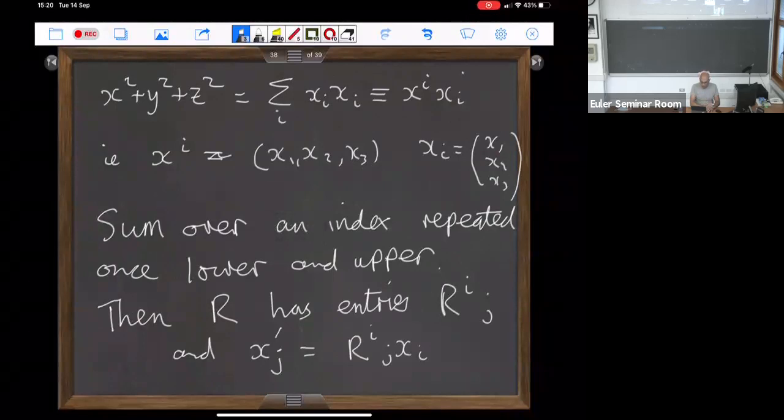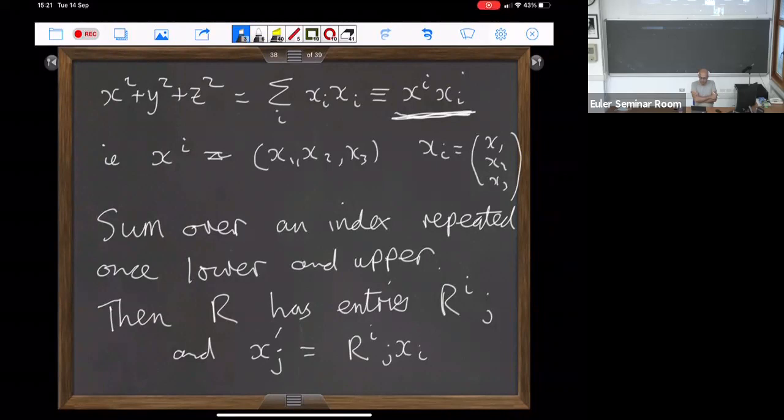So the sum of squares, we write in the following way. The thing on the left-hand side, which is x1 squared plus x2 squared plus x3 squared, I've written as the sum over i of x_i times x_i. The thing on the right-hand side has x with an upper i and x with a lower i. And because you have a repeated label, one upper and one lower, you sum over that label.